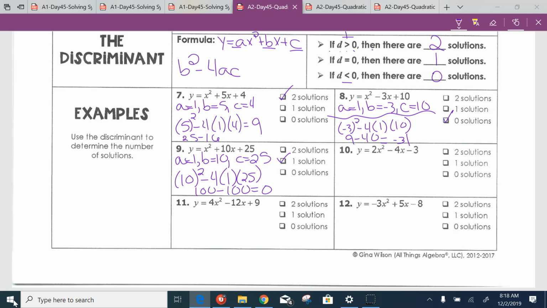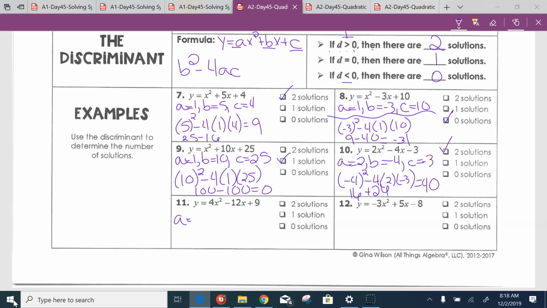Number 10, my a value is positive 2, my b value is negative 4, my c value is negative 3. Discriminant time, it's going to be negative 4 squared minus 4 times 2 times negative 3. On the left side, when I do it, I get 16, and then I get negative 4 times positive 2, which is negative 8 times negative 3 is positive 24. So that's going to equal a positive 40, which means I'm going to have 2 solutions.